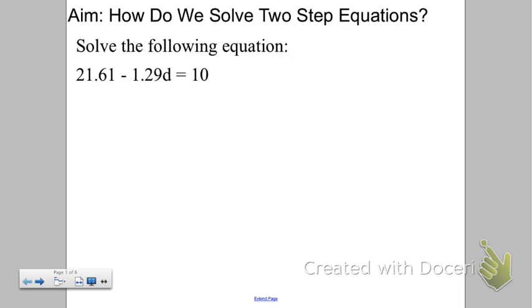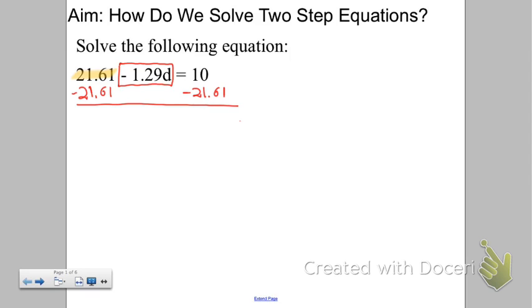So we need to move everything away from the variable by doing the opposite operation. So I have this negative 1.29d. I need to move everything that's not directly connected to it first. So that would be this 21.61. In order to move it to the other side, I have to do the opposite. So since this is a positive, I'm going to subtract 21.61 from both sides.